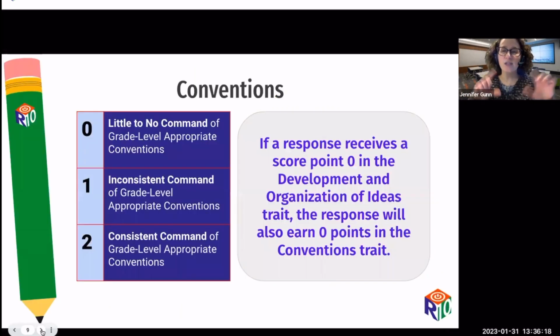Now, you'll notice underneath that 3-point category of the development and organization of ideas that we do have a separate 2-point category in this rubric for conventions. The reason that we began and will focus on ideas is that if a response receives a score point of 0 in the development and organization of ideas trait, that response will also earn a 0 for the conventions trait.